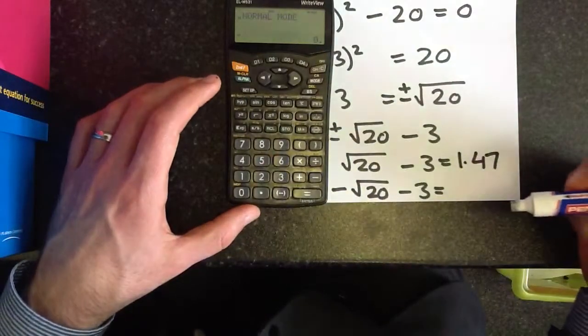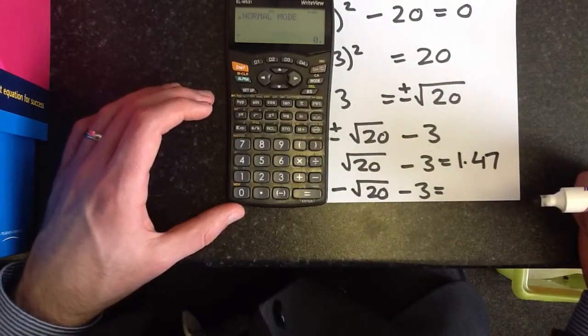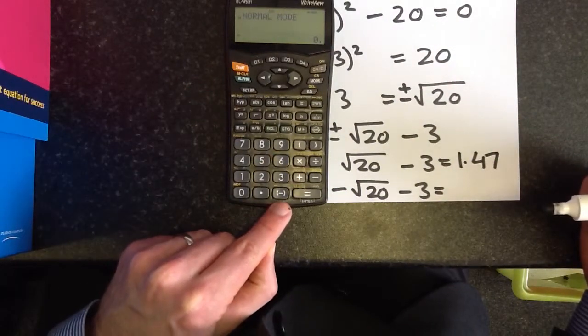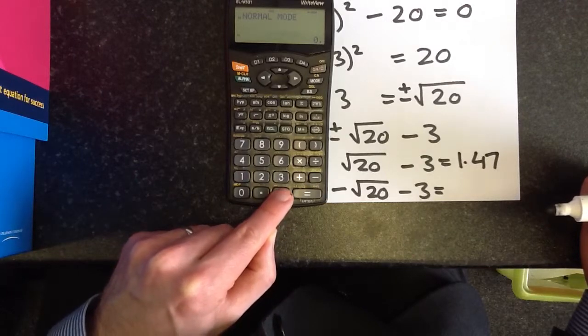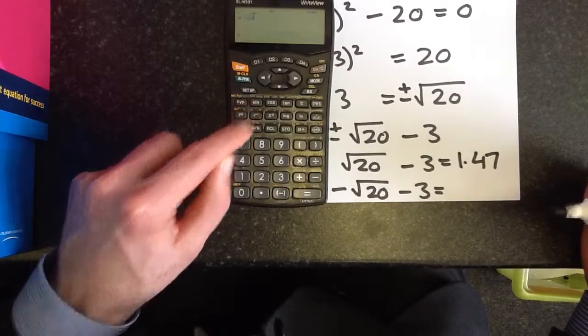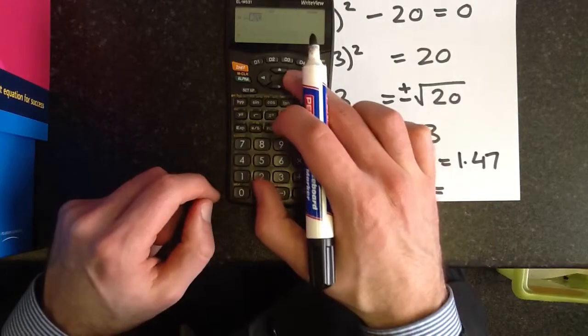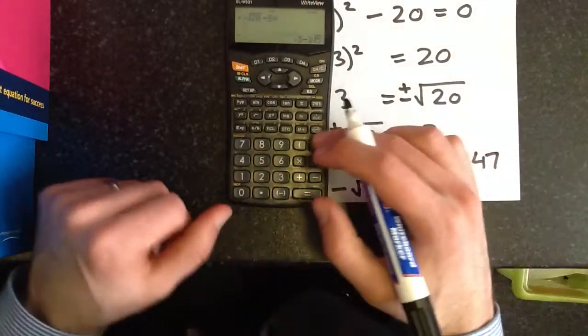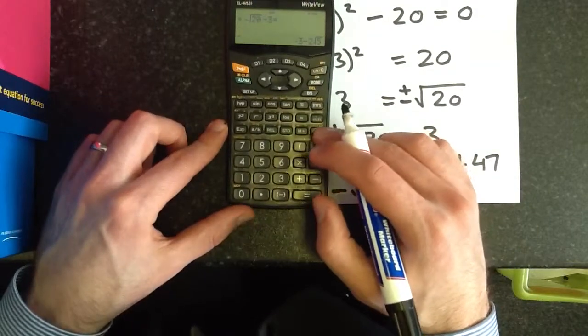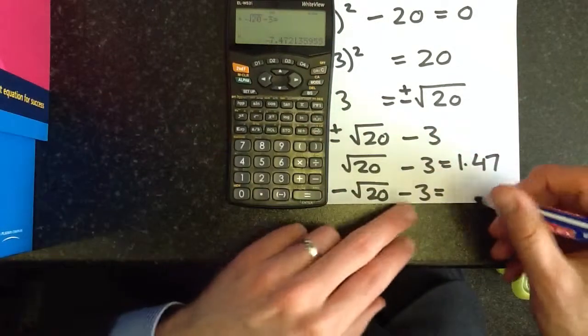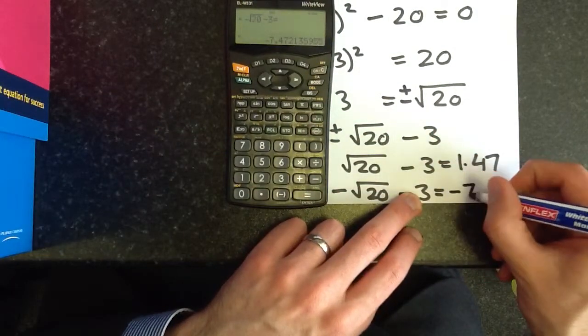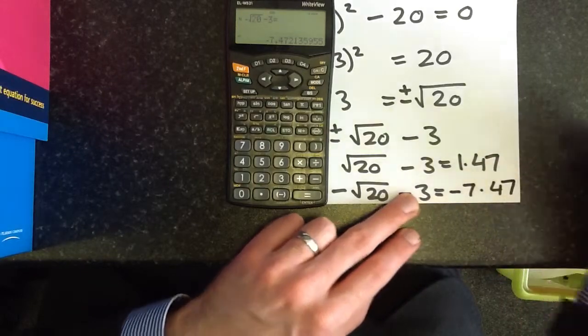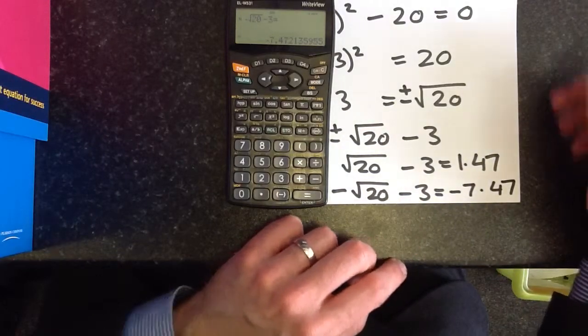To get my other solution, I need to minus the square root of 20. And I have to press this button here that's in brackets to get my minus. So minus the square root of 20, press the right button to come out of the square root, take away 3, and I get an answer of minus 3 minus 2 root 5. Press the change button, and to 2 decimal places I get minus 7.47. And they are my 2 solutions.